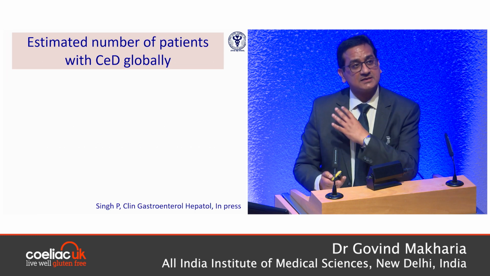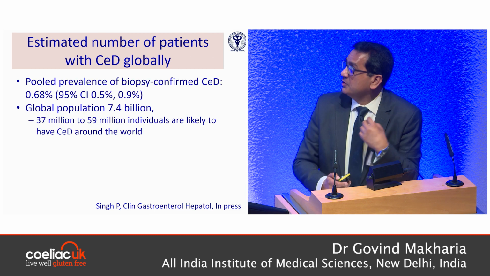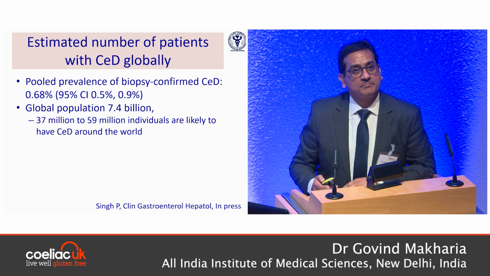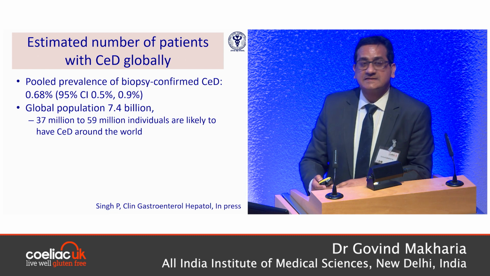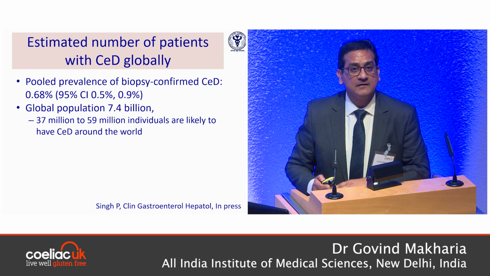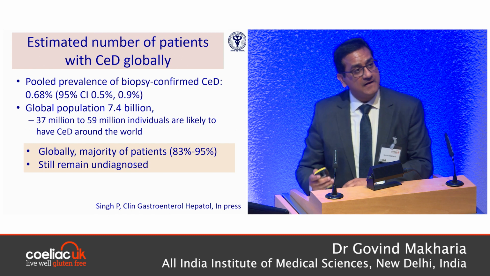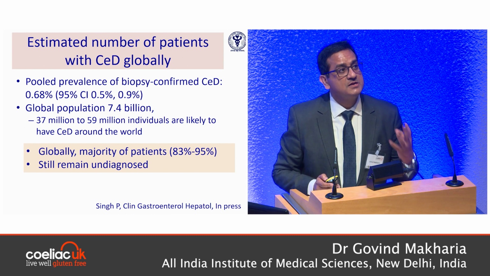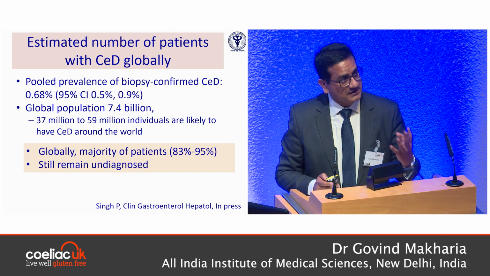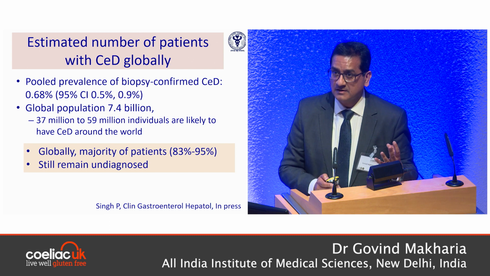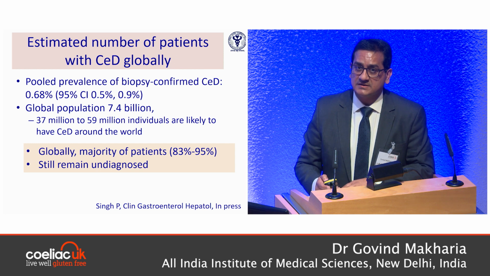So if you look at these statistics, what could be the number of patients with celiac disease around the world? Looking at 0.68% prevalent celiac disease in the globe with a 7.4 billion population, we expect that 37 to 59 million people in the world will have celiac disease. So this is a really global problem. More importantly, not everyone is diagnosed. Almost 80% of patients are still not diagnosed. That's true around the world. Certainly, there is more awareness in Europe and North America, and the diagnosis rate is increasing, but in many parts of the world celiac disease is still not recognized so well.